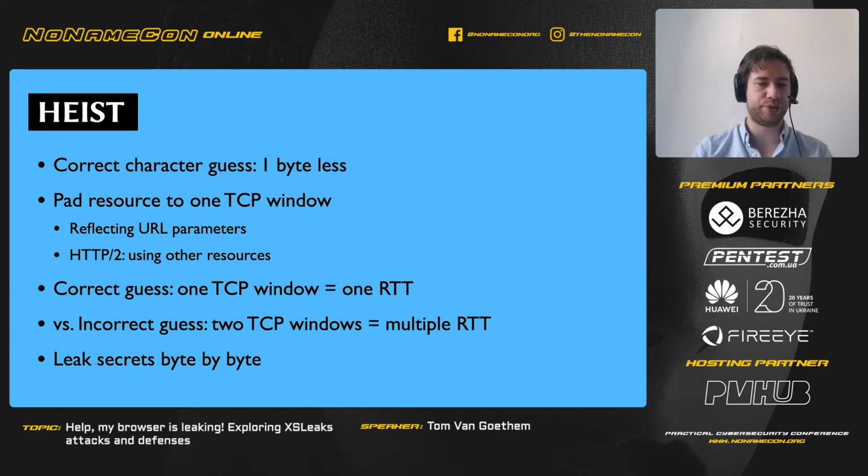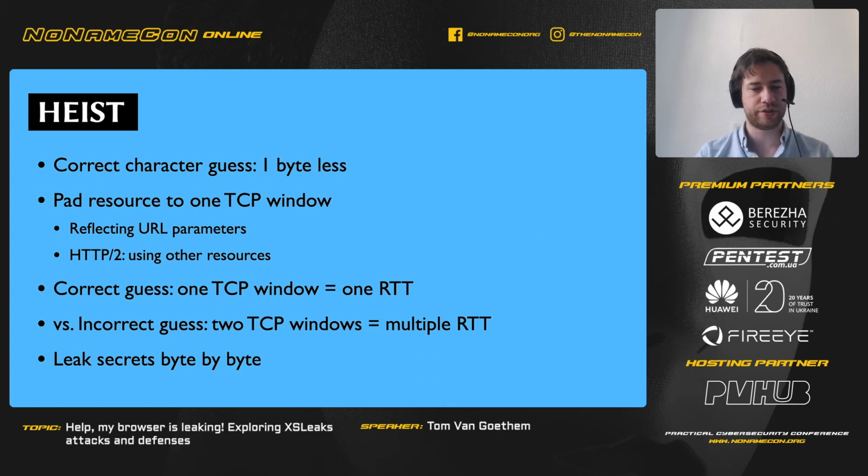And then what we can do is make sure that the resource, if it's a correct guess, fits into just one TCP window. We can do that by, for instance, reflecting URL parameters, so increasing the response size by adding things in the URL parameters that are reflected in the response. And then we start guessing the secrets 1 character at a time.